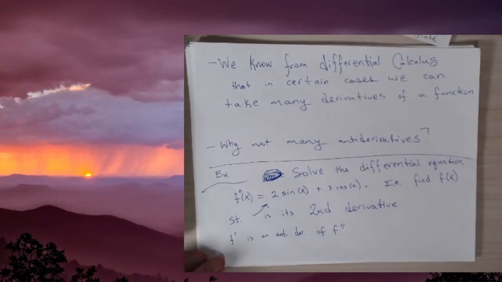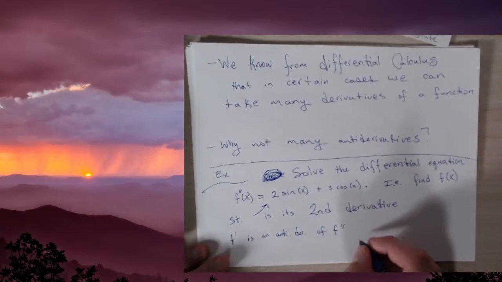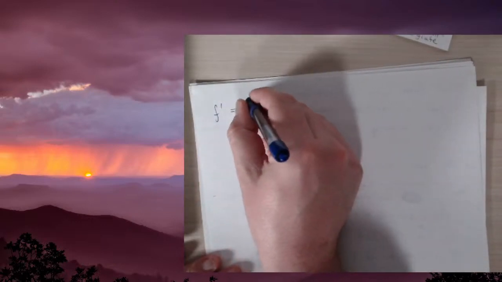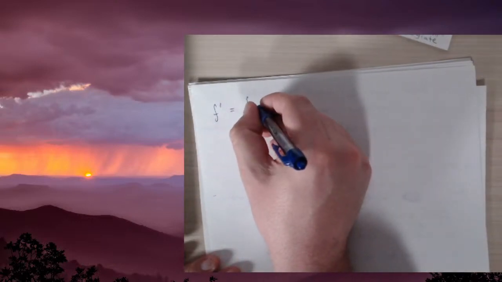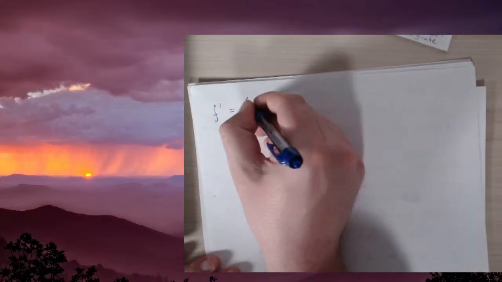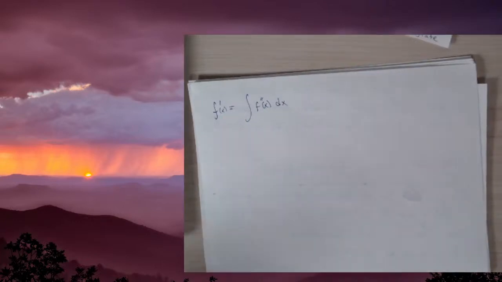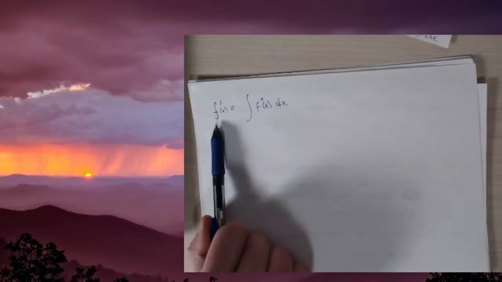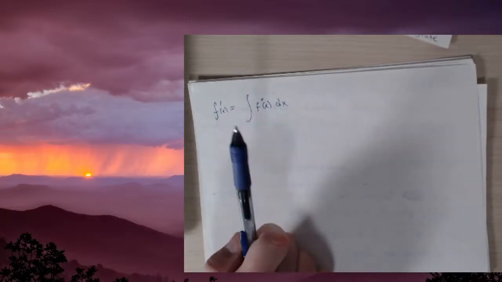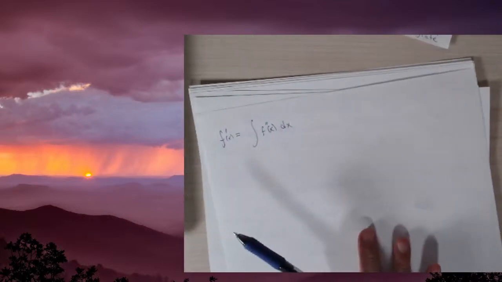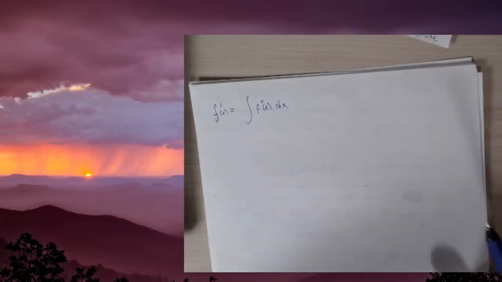So the first step should be to find f prime. Said another way, f prime was the antiderivative of f double prime. Which makes sense, right? Because if you take the derivative of f prime, you get the second derivative, and if you undo the second derivative, that takes you back to the first derivative, yeah?